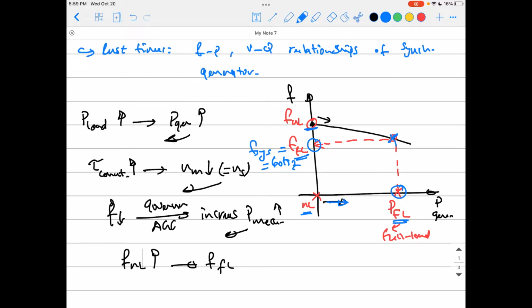But if for any reason we want to change the frequency that the machine is working on, we will use the governor action or the automatic generation control to change the frequency. And this happens by just using another curve like this. So if the governor increases the active power, the mechanical power input like this, so this is the governor action increasing the mechanical power input.